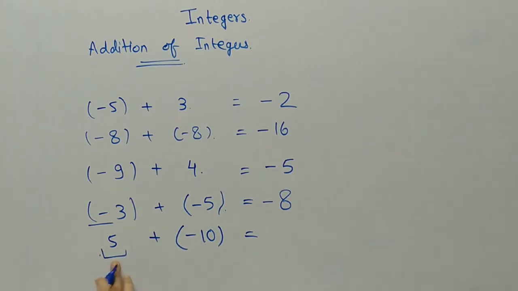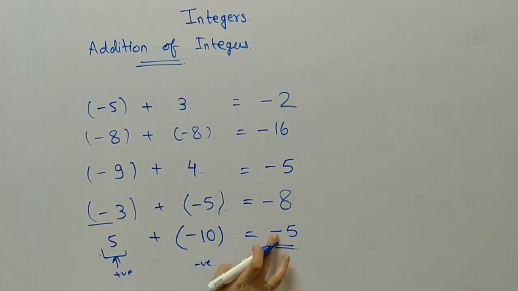Now the last one, 5 plus minus 10. So one integer is positive and the other one is negative. So we will do subtraction. So 10 minus 5 is 5 and the bigger number is 10 and the sign of 10 is negative. So in our answer the sign will be minus and the answer will be minus 5.